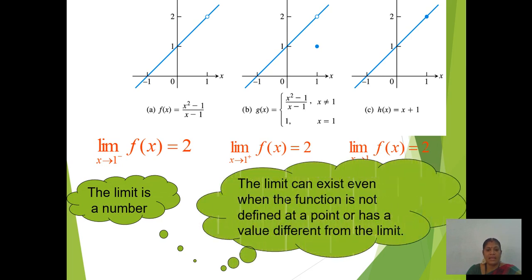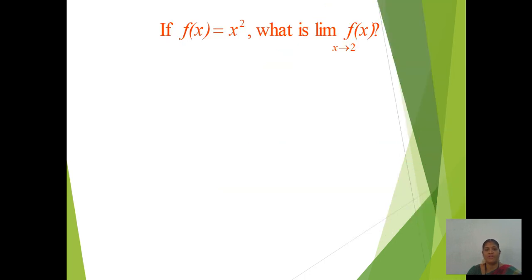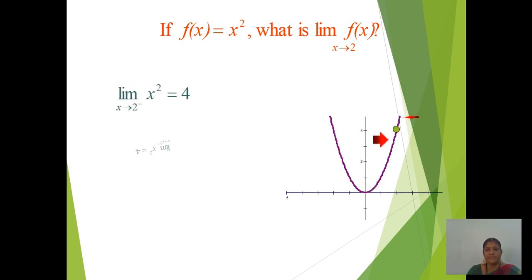The limit is a number. The limit can exist even when the function is not defined at a point or has a value different from the limit. Some examples: f(x) equal to x squared. What is f(x)? Some diagrams.